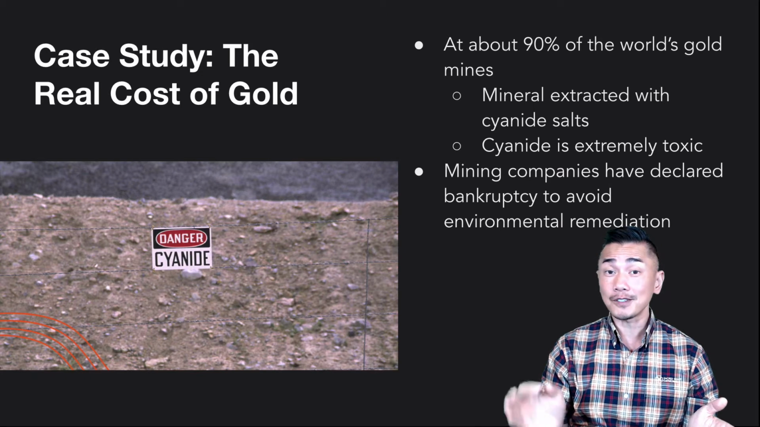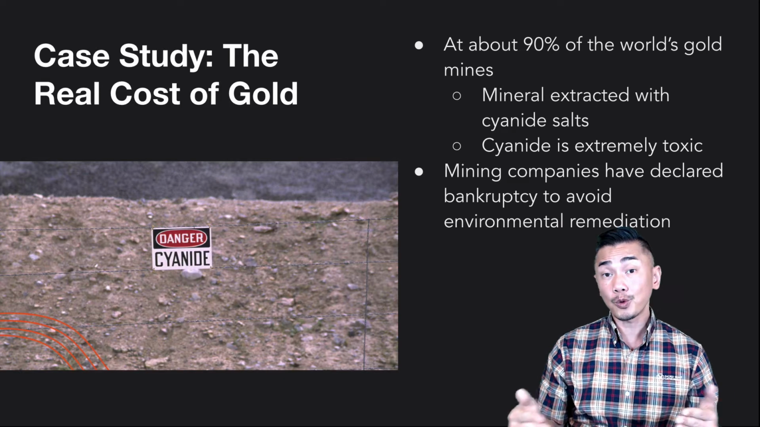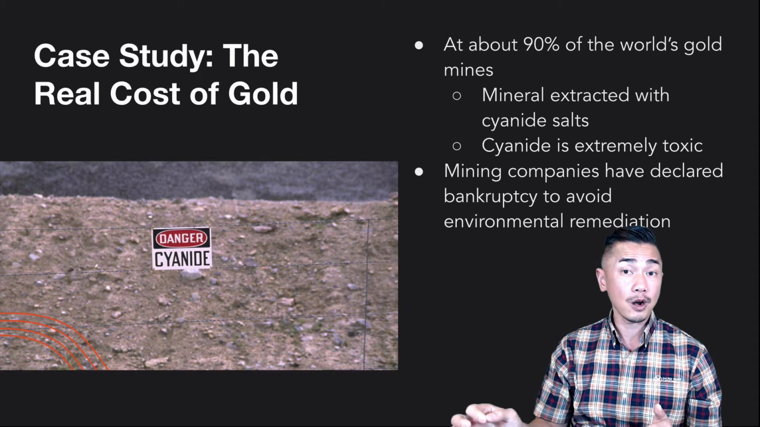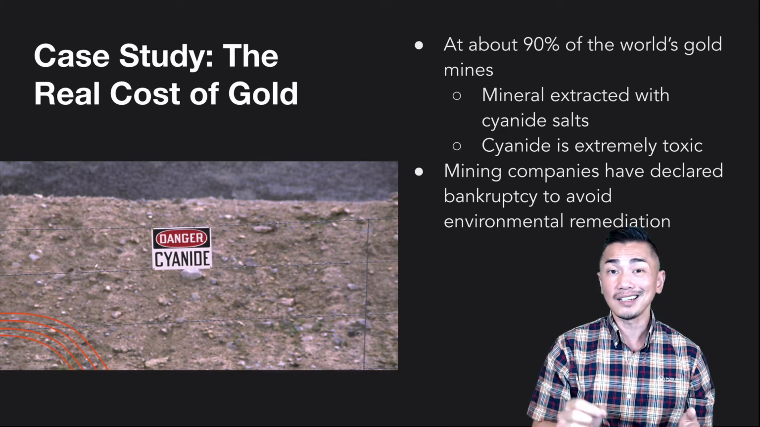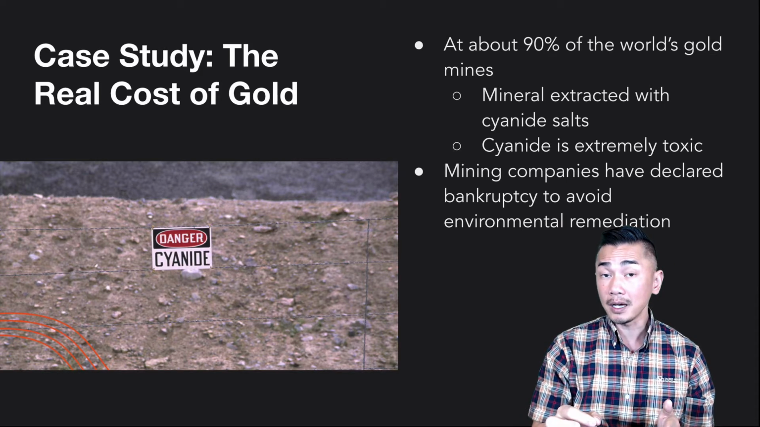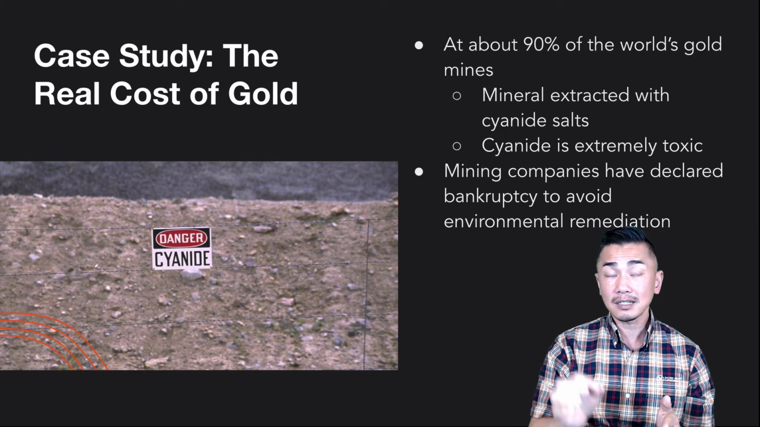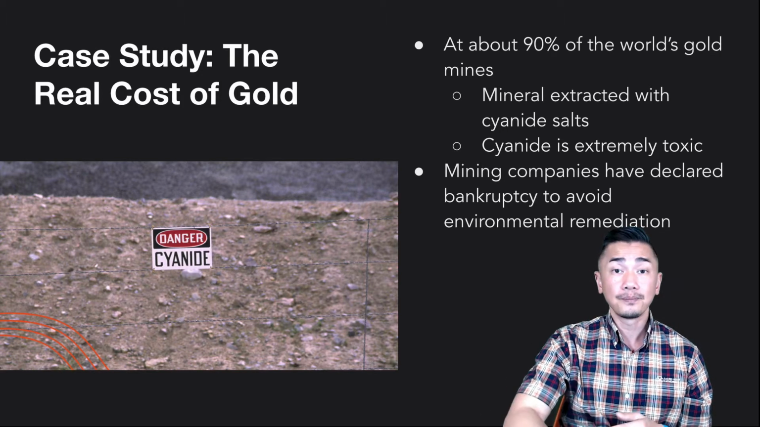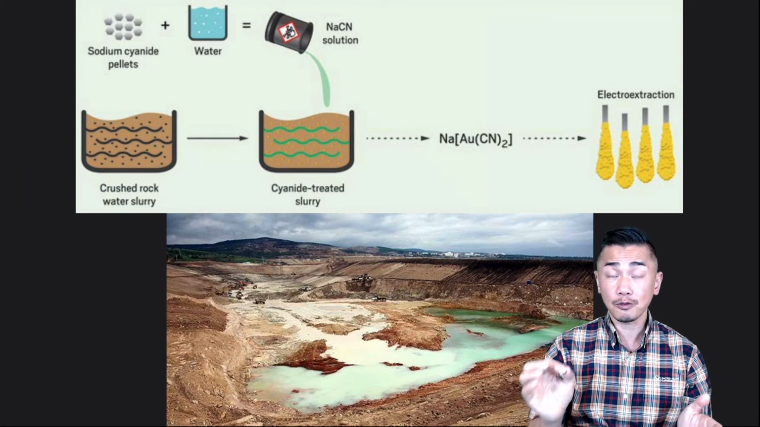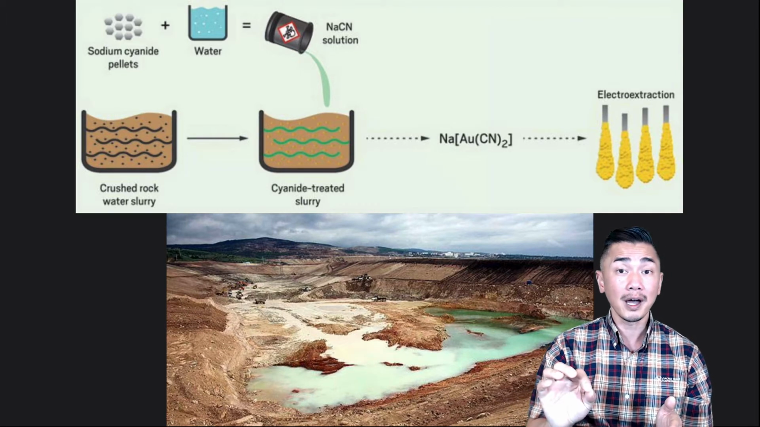The environmental effects of mining can be seen in the world's gold mines. At about 90% of the world's gold mines, cyanide salts are used to remove gold from gold ore. Unfortunately, cyanide is highly toxic and potentially deadly. Instead of cleaning up these mines, which we call environmental remediation, mining companies instead declare bankruptcy to avoid it. Just for your reference, a diagram of how cyanide is used to remove gold from ore is shown at the top. On the bottom is a photo of a gold mine that uses cyanide.